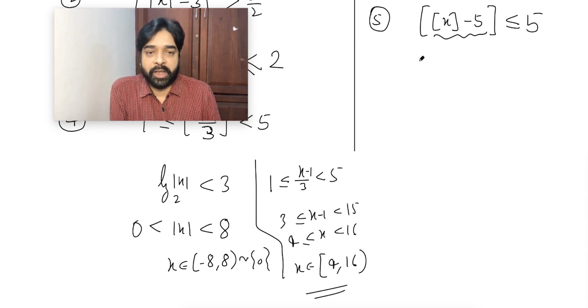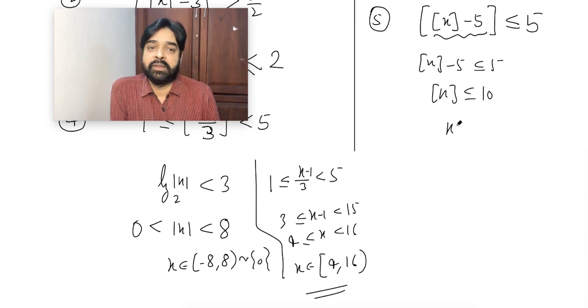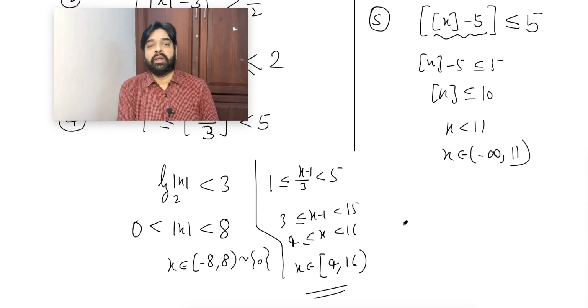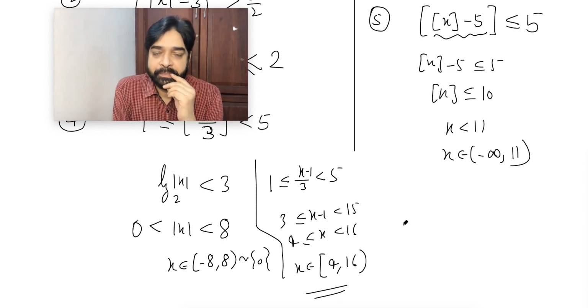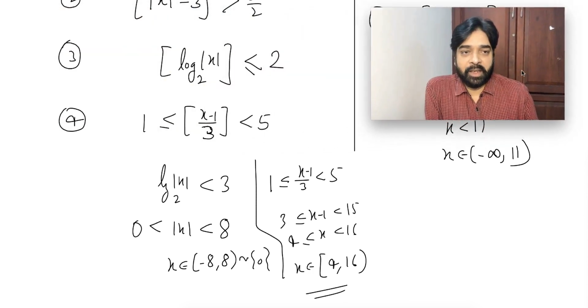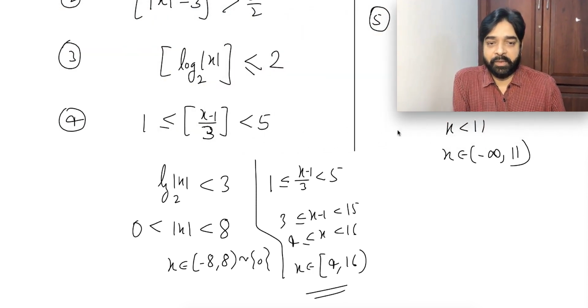So I will get greatest integer x minus 5 less than equal to 5. So greatest integer x less than equal to 10. So x less than 11. So the final answer is minus infinity to 11 open, if I did correct. How many of you got it? Okay. So this way the greatest integer inequality will come.